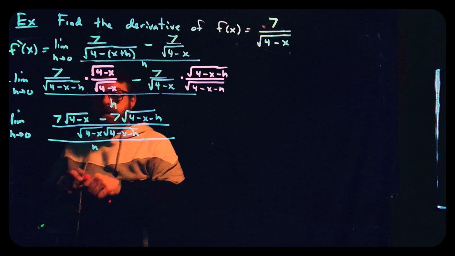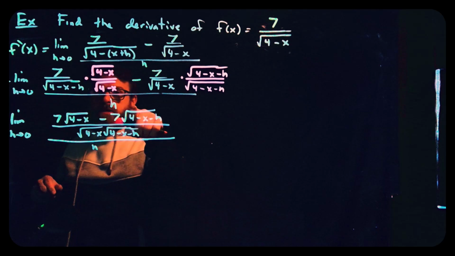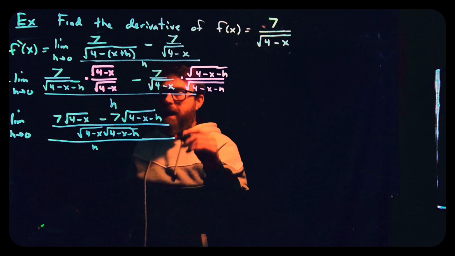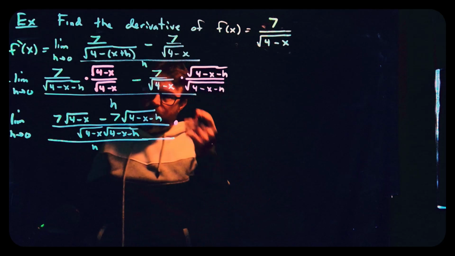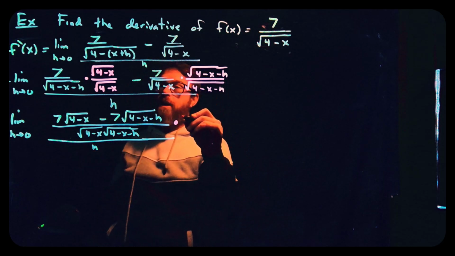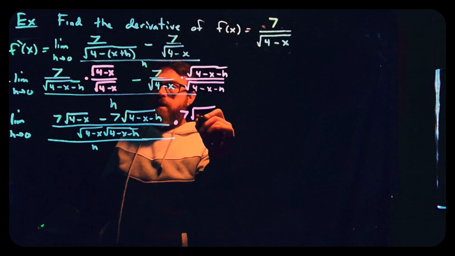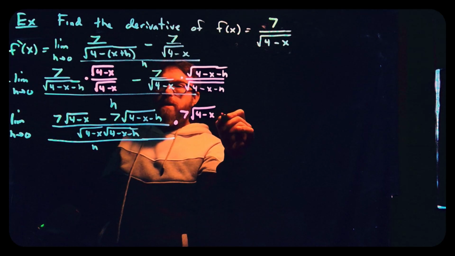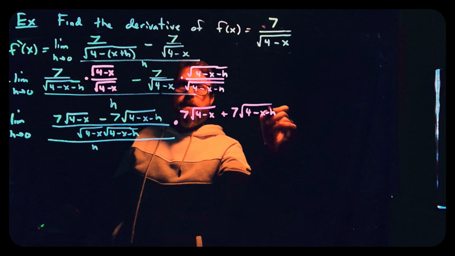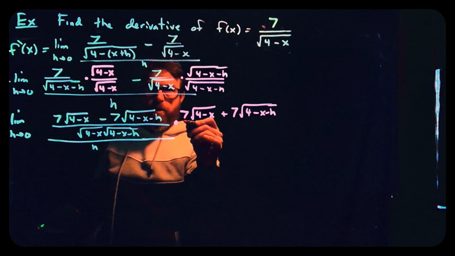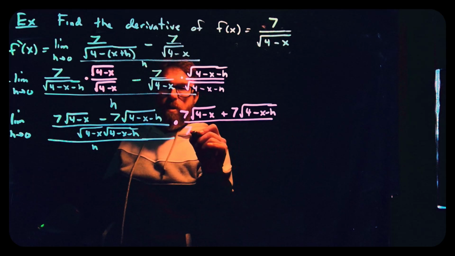And what I can see is I have a radical minus another radical. And that's kind of the hint to say, well, if I want to simplify this or I want to factor this radical, I'm going to have to use its conjugate. So we're going to do 7 times the square root of 4 minus x plus 7 times the square root of 4 minus x minus h. That's the conjugate to the numerator, so I'm going to still have to do that to the denominator as well.